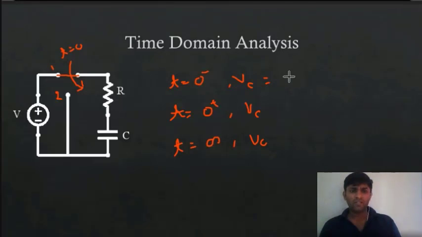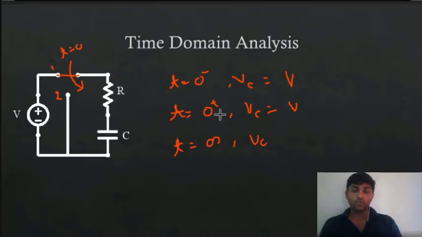Yes, because that's very simple. At t equal to 0 minus, it was in the steady state condition. As in the previous slide, we had discussed that at steady state the capacitor voltage will be V, as at steady state the capacitor behaves as an open circuit. So if it is an open circuit, your voltage will be equal to this voltage, and there will be no change at 0 plus, that is just after switching, as the capacitor has the property that it doesn't allow sudden change in voltage across it.